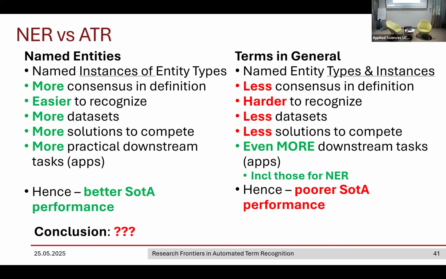So what could be an immediate conclusion after this comparison? In my opinion, it just says that we have more opportunities to gain impact with the general automated term recognition. So focus on that. Do not do named entity recognition. Many people have already done it quite well. So continue in this more complex and general setting.